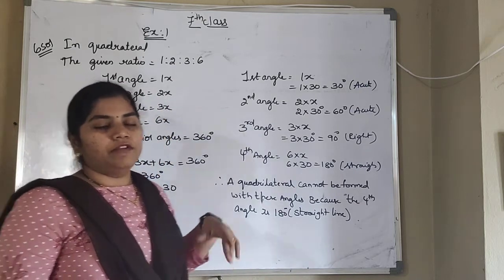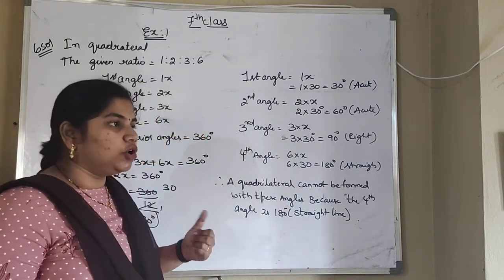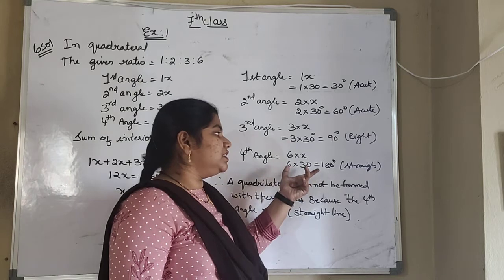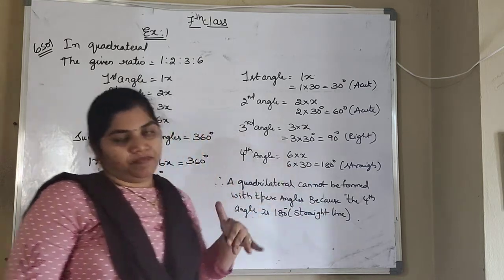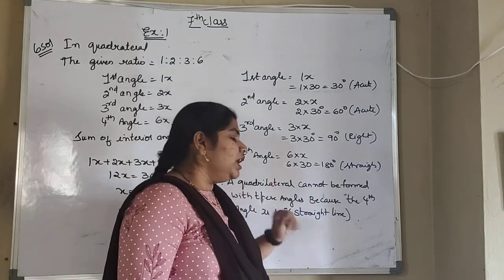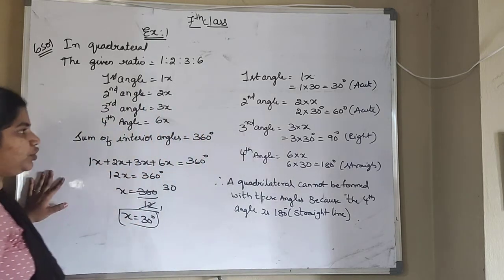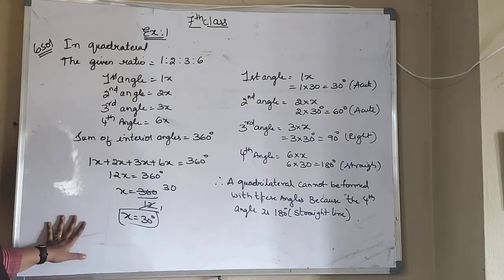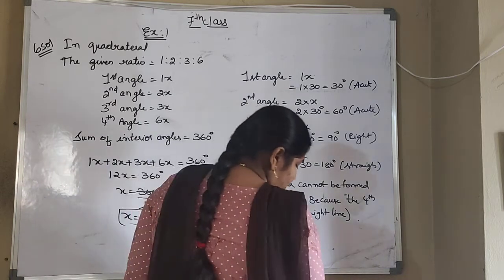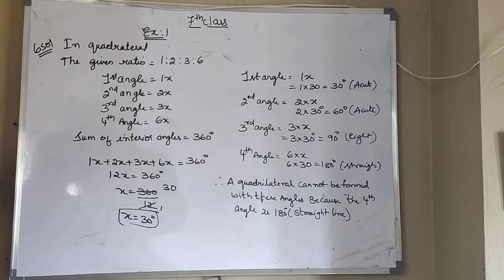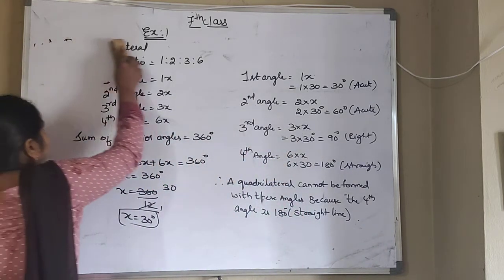So why can't we form a quadrilateral with these ratios? Because the last angle is in the form of a straight line. That's why we can't form a quadrilateral using these ratios. So this is our sixth solution. The next topic is learning how many different types of quadrilaterals there are.